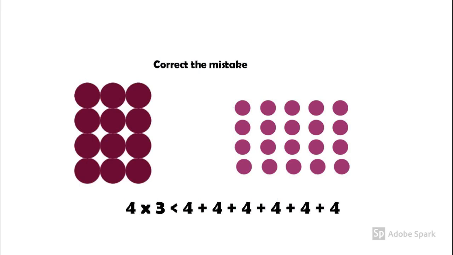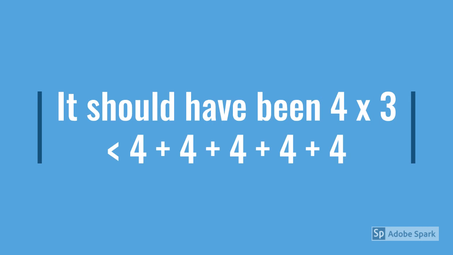To start with, can you look at the mistake which has been made on this slide? You'll need to pause the slide to give yourself a chance to look at the arrays and the multiplication facts and the comparison symbol which have been used. Did you spot that the correct symbol had been used, but it should have been 4 times 3 is less than 4 add 4 add 4 add 4 add 4? There was an extra 4 in there.